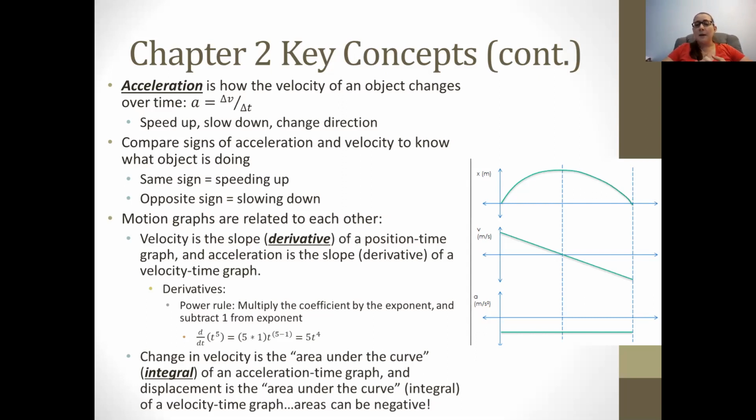If those two have opposite signs, so one is positive and the other is negative, let's say velocity is positive but acceleration is negative, that means the object is moving forward but slowing down. If the velocity is negative but the acceleration is positive, that means it's moving backwards and slowing down. So look at the signs to compare what this object is doing. Is it speeding up? Is it slowing down? What's happening? Check out the signs of those two.